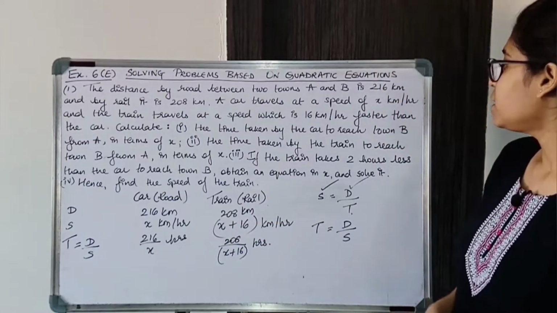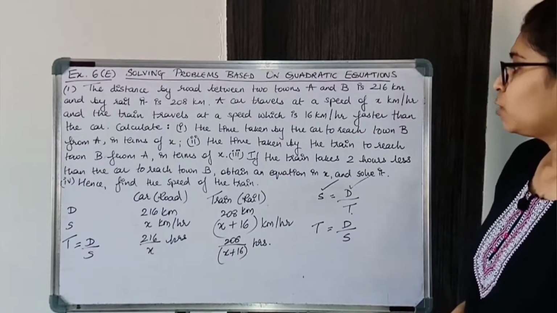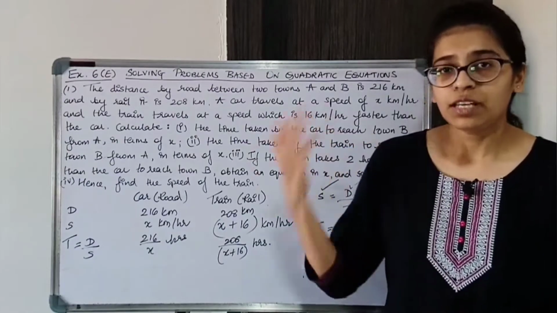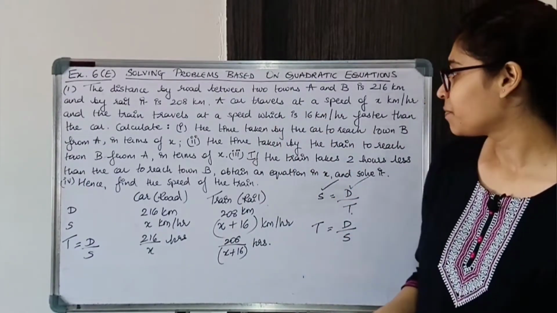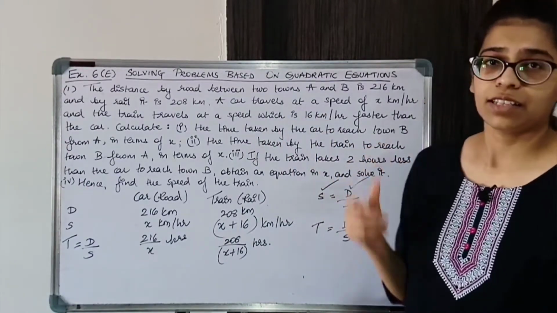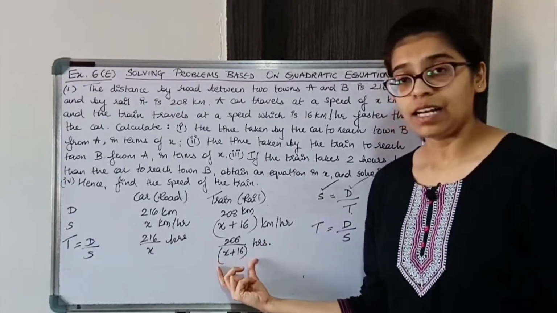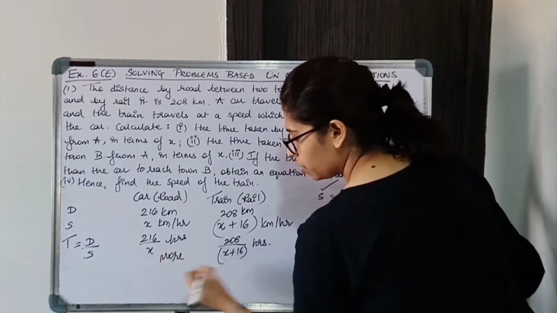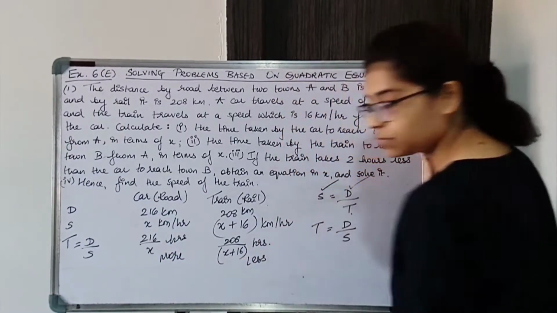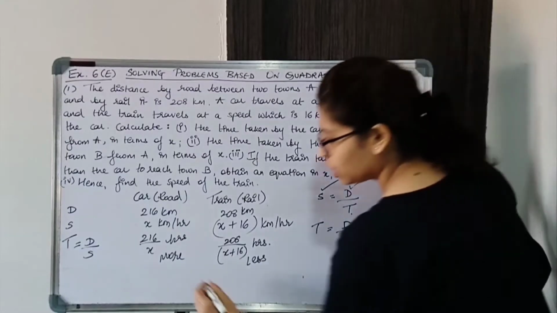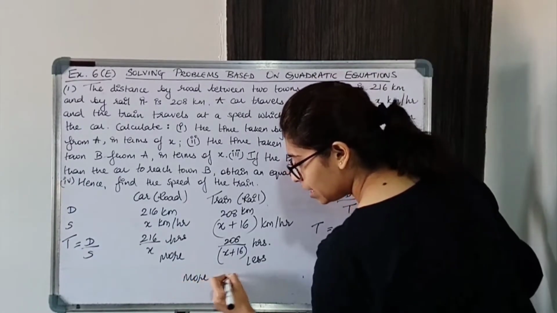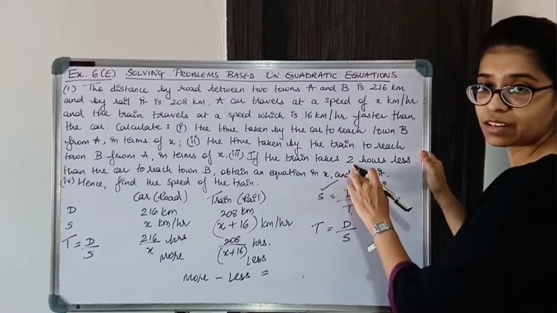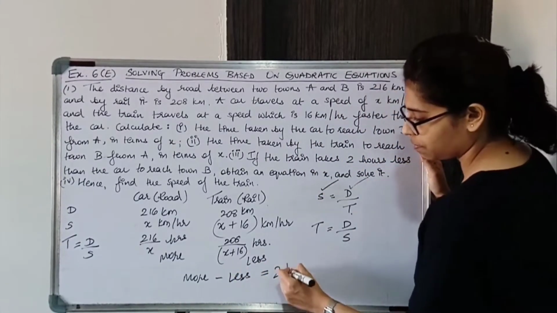If the train takes 2 hours less than the car to reach town B, obtain an equation in x and solve it. So how will we form the equation now? This is very easy. The train takes 2 hours less than the car. Train is taking less time, this one is taking more time. This is more, this is less. Now I've always told you, take more first, then take less, is equal to how many hours? 2 hours.